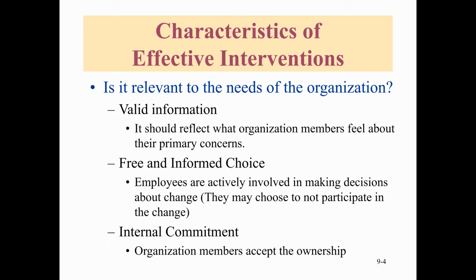Valid information means that it should reflect what organization members were thinking the problem was in the first place. So for example, if organizational members were thinking that there is a problem in the production line, say in a manufacturing firm, then that specific intervention should address that production limitation. So it should be based on valid information so that employees of that organization perceive and feel that they are addressing the primary concern of that organization.